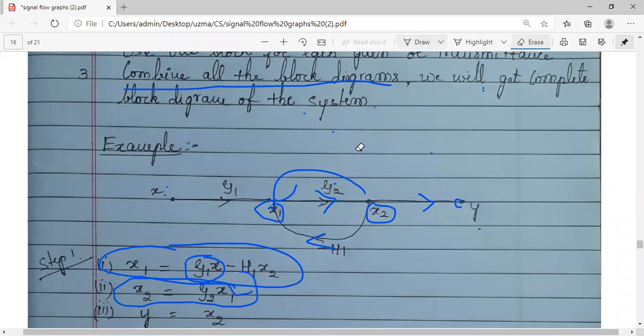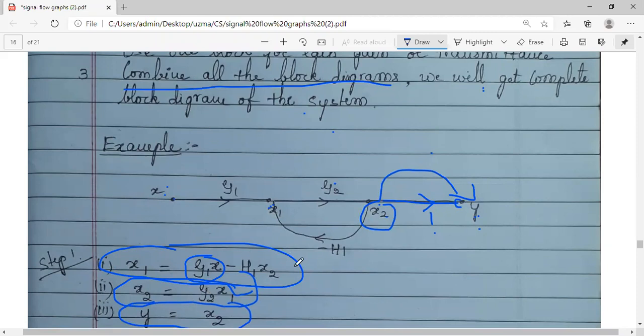Coming to y, check at the node y, is any signal coming into y? Yes, you have one signal from x2 coming to y. The direction is in this way, and you don't have any gain term, means consider it as 1. So how do you write the equation? Y, the output node, is equal to x2 into 1. So this is the first step. We have written the set of equations from the given signal flow graph.